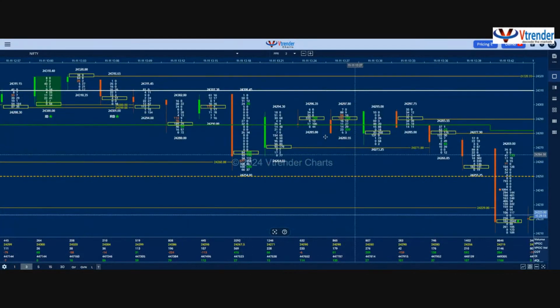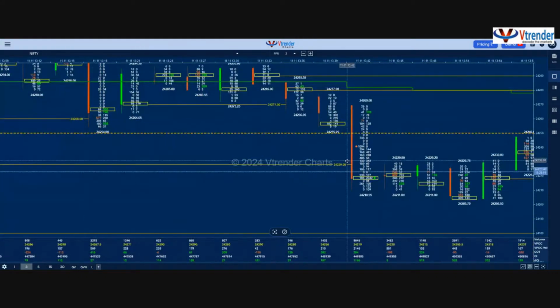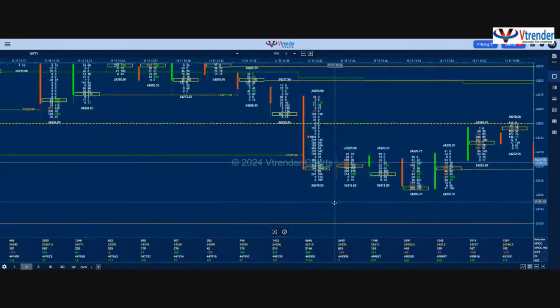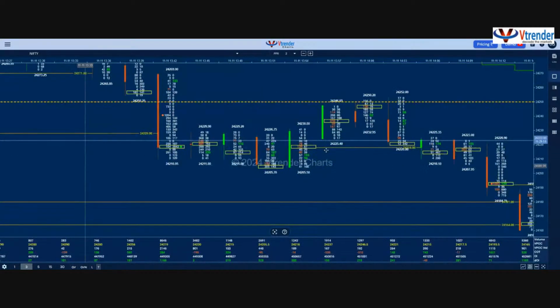Although we were not getting a clean IS signal, we continued to probe lower. We went on to get some more RB signals at the 24210 level, but then again the bounce held at the IB hedge.